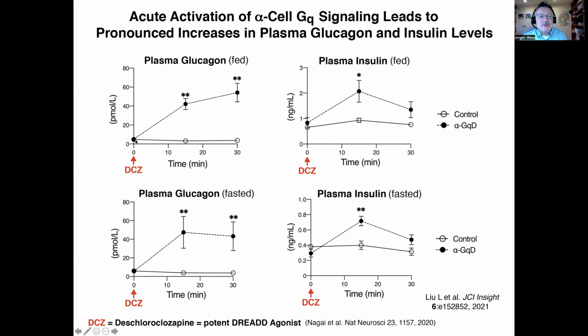Strikingly, DCZ treatment of the alpha-Gq DREADD mice, represented by the filled symbols, led to a dramatic increase in plasma glucagon as well as plasma insulin. This was seen both under fed as well as fasting conditions. No such responses were observed in the control mice.